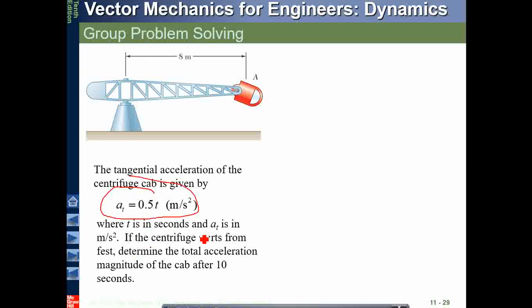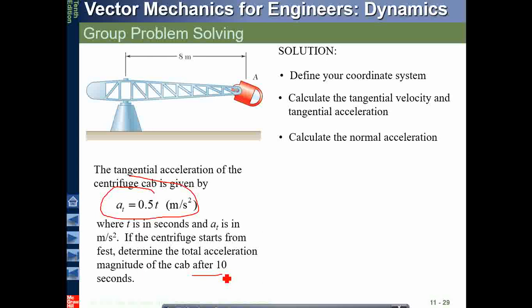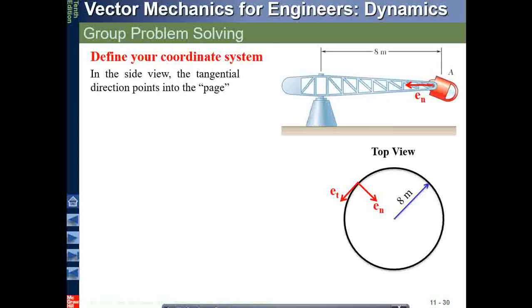Time is in seconds, acceleration is in meters per second squared. So we have to determine the total acceleration of the cab after some time, 10 seconds. This looks very simple actually. Again, simple, we will take the top view, and from the top if you see, this will be the movement. We'll be having et along the tangential and en along the normal.